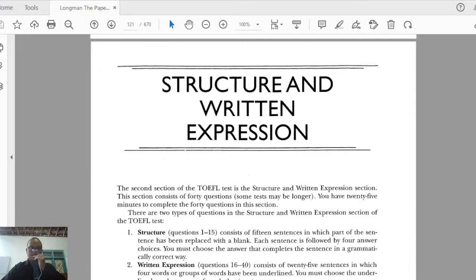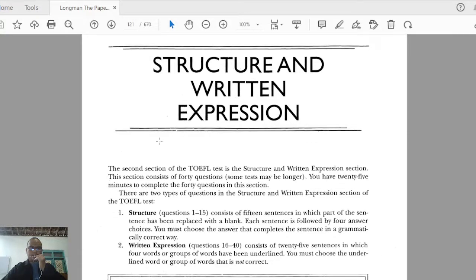So here, I will explain how we deal with this problem in the TOEFL. The second section of the TOEFL is the structure and written expression section. Every time you face a TOEFL test, the first one is listening. Listening depends on the audio and on yourself, whether you understand or whether you can catch the audio.